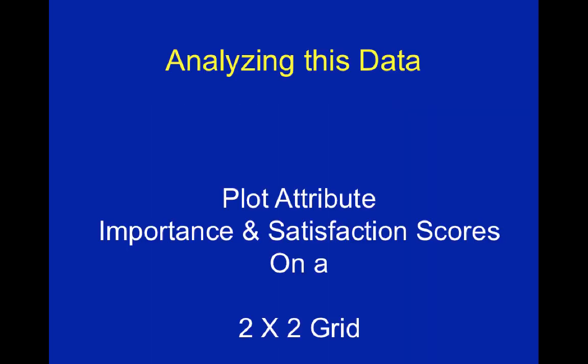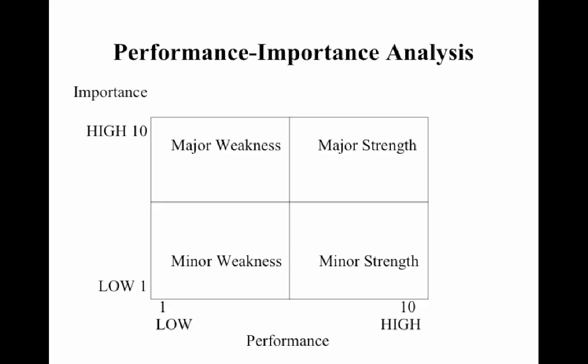All right, so that's what we're talking about in performance importance analysis. And analyzing this data, remember that we're plotting attribute importance and satisfaction on a 2x2 grid. Earlier I showed you something that looked just like this, where we have importance data on the vertical axis, and performance data on the x-axis or the horizontal axis. And remember, we come up with these different quadrants: major weaknesses, strengths, minor weaknesses, and strengths. Voila. The example I'm going to show you is with our own customer satisfaction data, where we do not have data relative to a best competitor. But you can do the same exact thing. You just have to change the boundaries of it.